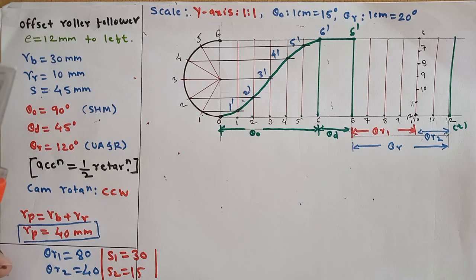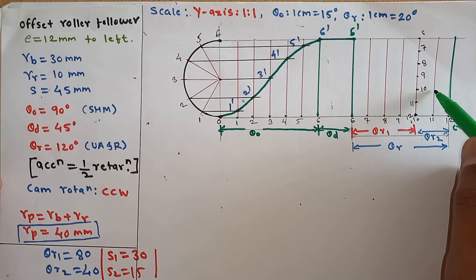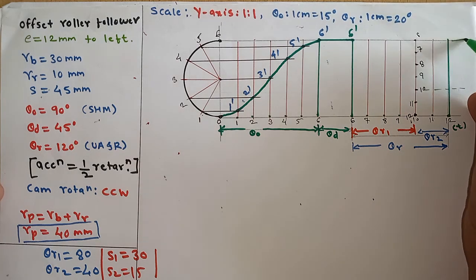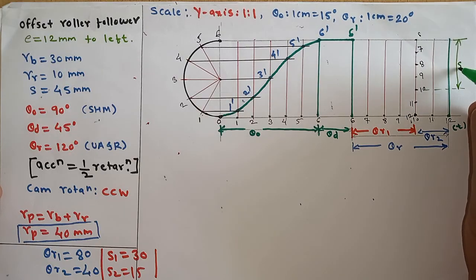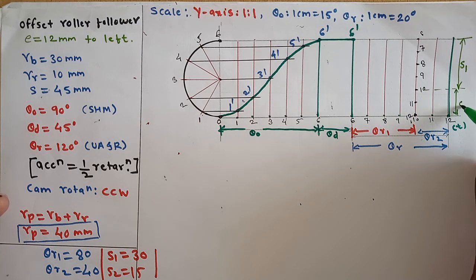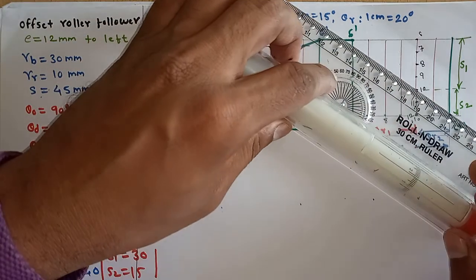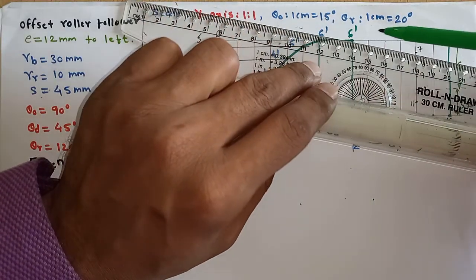Now S1 is 30 millimeters. The displacement during which the follower is accelerating is 30 millimeters, so 2 divisions 15, 4 divisions 30. So at point number 10, this is S1, 30 millimeters, and S2 is 15, so 7.5, 7.5, 15. This is the displacement during the retardation period of the follower. So now we'll draw the projection lines from this end.